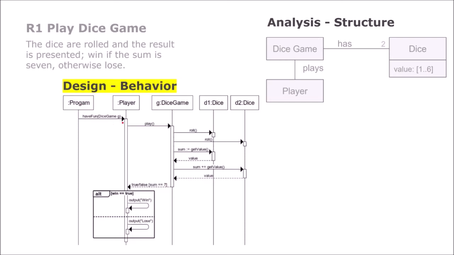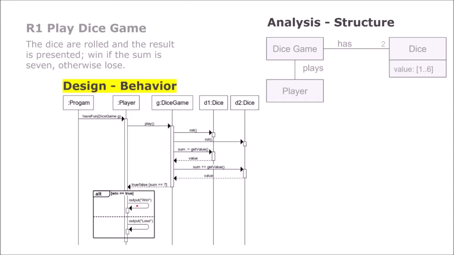So the first thing that happens is that the program sends a message to the player object: now you should have some fun with this dice game. And after that, the player object tells the dice game, okay, let's play. The dice game rolls the first dice and then rolls the second dice. Then it starts collecting the sum, gets the value from the first dice, and gets the value from the second dice, and returns true or false based on this sum. When the player object gets this message back from playing, he can then output either win or lose.